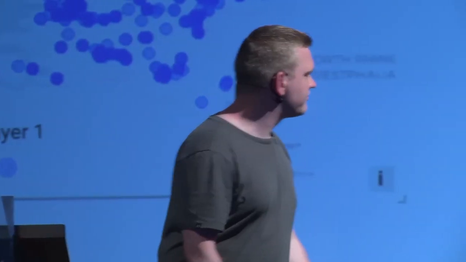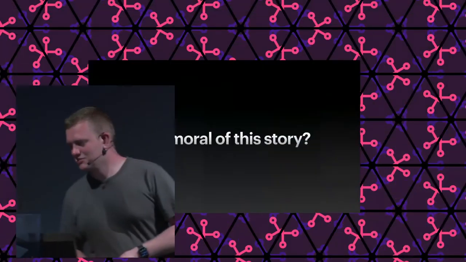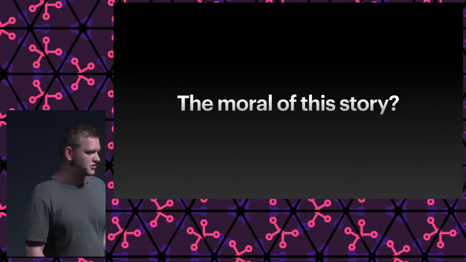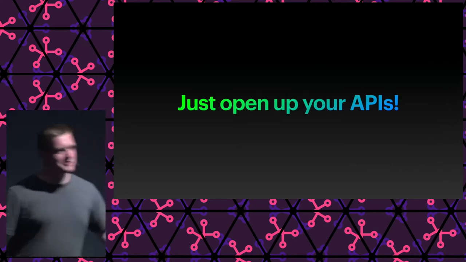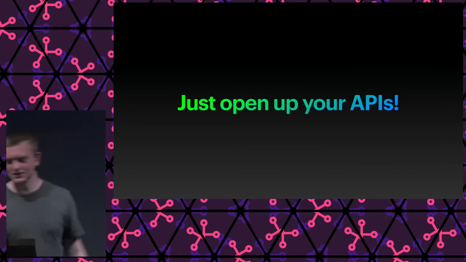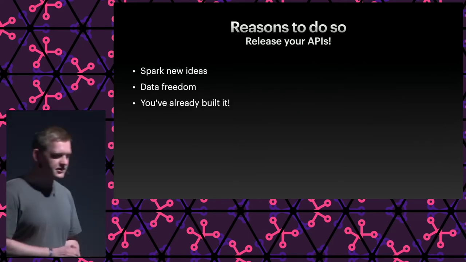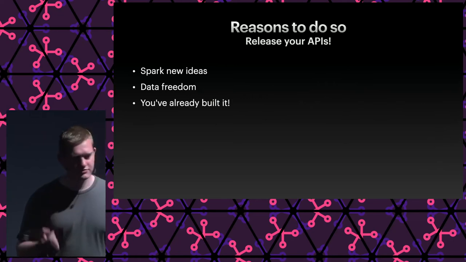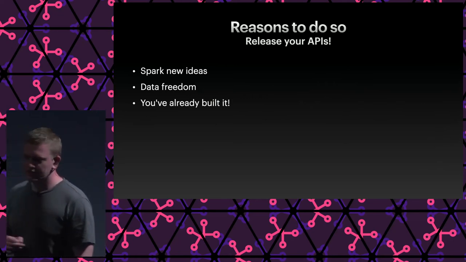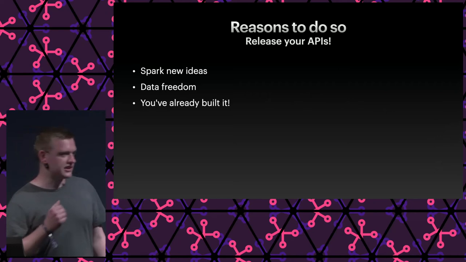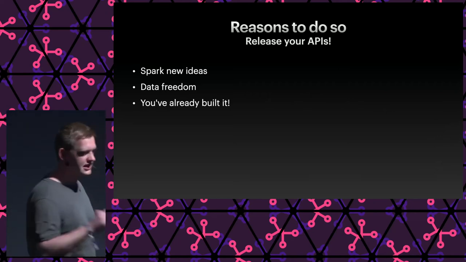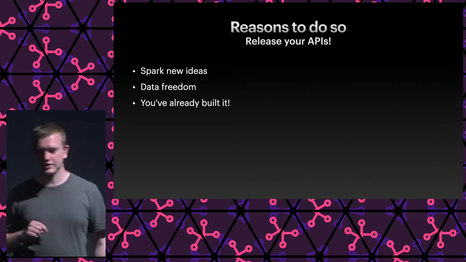What can you do? So we've talked about the Go sharing, and we've checked out the Go Urban API. So what's the moral of the story? Just open up your APIs. I mean, you've already built it. And once you do that, you give other people the possibility to create amazing things. One example I heard was someone that created a scanner app where you can scan a barcode and it will automatically add that to your shopping list.